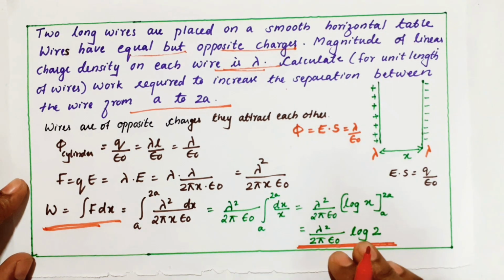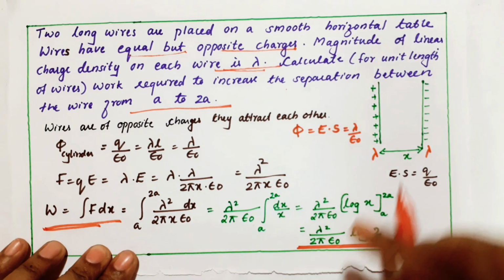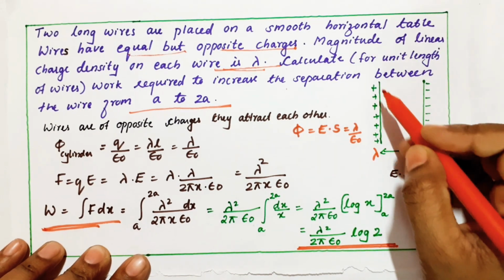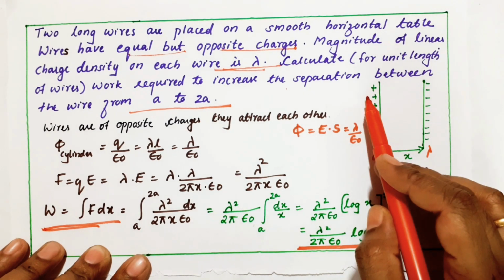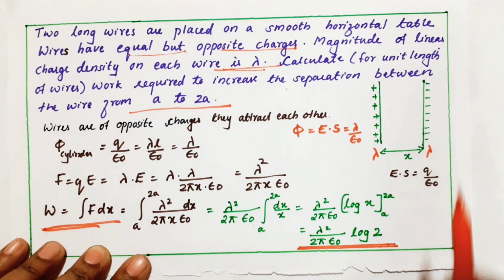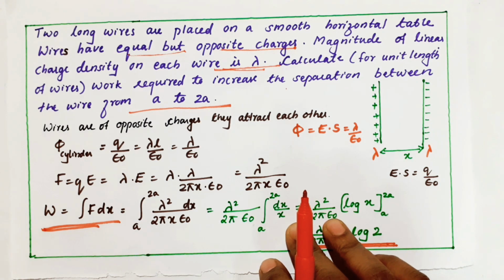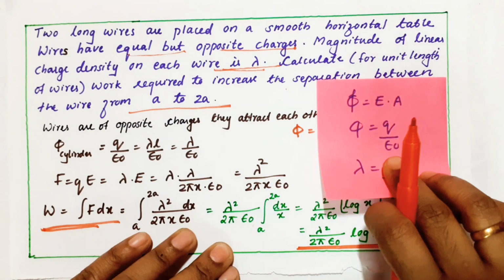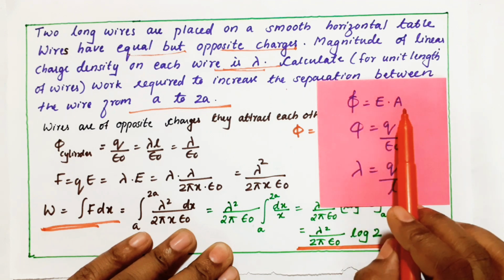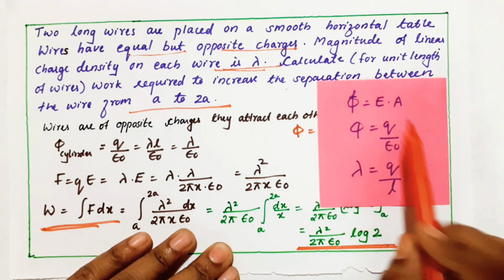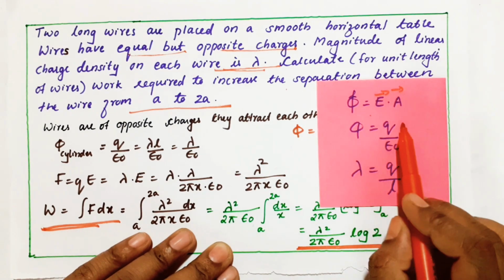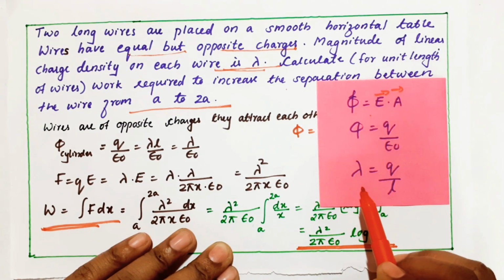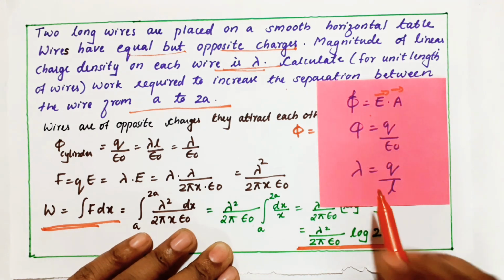Here, first I am finding, you just take this as a wire with positive charge. I need to find the electric field due to this wire at this point, so I need to apply Gauss law. I'm showing the main equations you should remember. Flux is E dot S, or E dot A, where E is electric field and A is area. Flux can also be written as Q by epsilon naught. Lambda is linear charge density, Q by L.